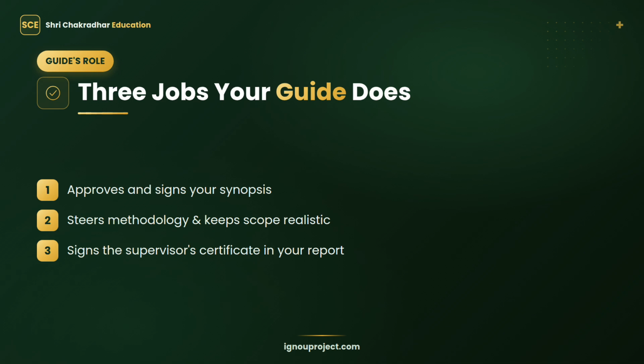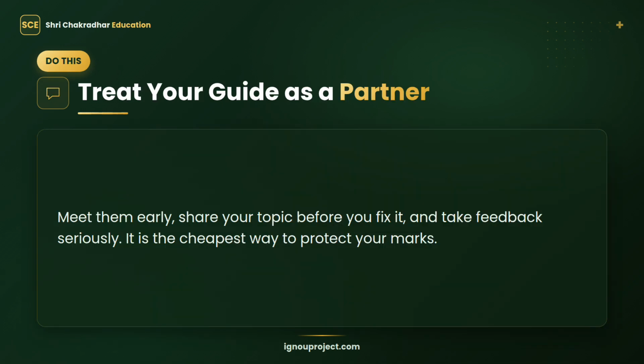The guide plays 3 roles. They approve and sign your synopsis. They steer your methodology and keep your scope realistic. And at the end, they sign the supervisor's certificate that must sit inside your report. Without that signature, your report is incomplete. So treat your guide as a partner, not a formality. Meet them early, share your topic before you fix it, and take their feedback seriously. It is the cheapest way to protect your marks.